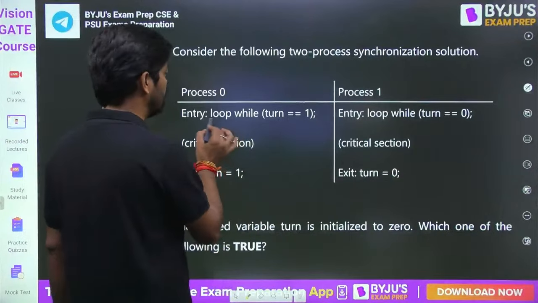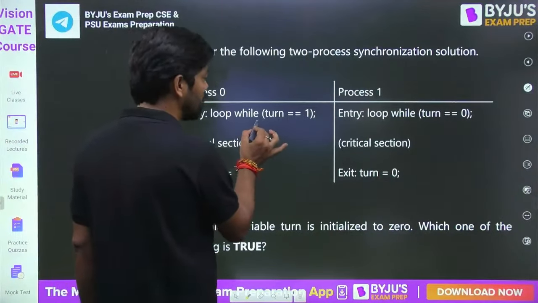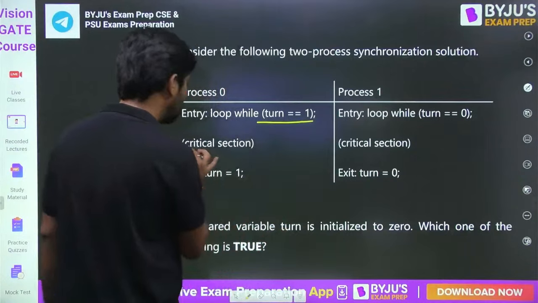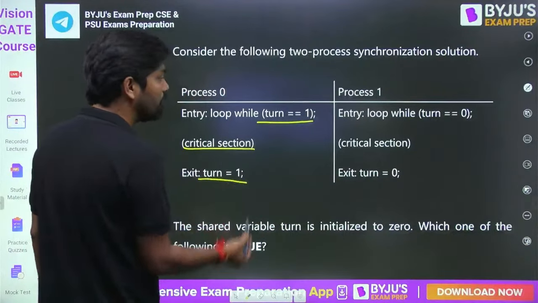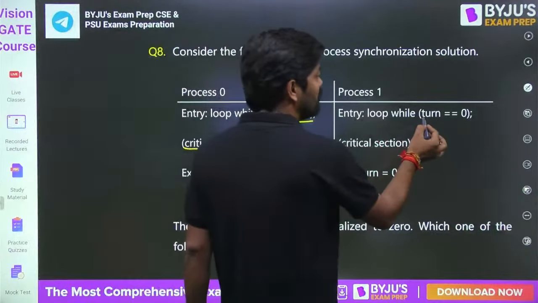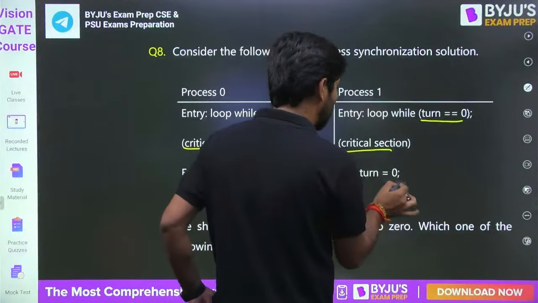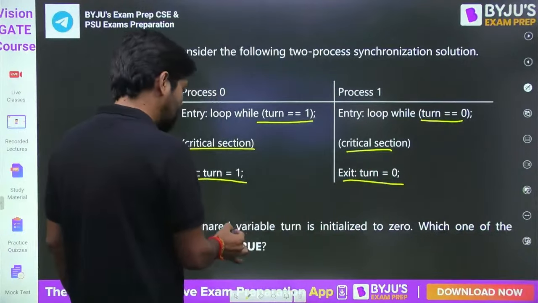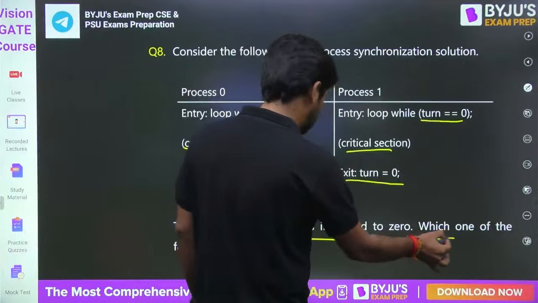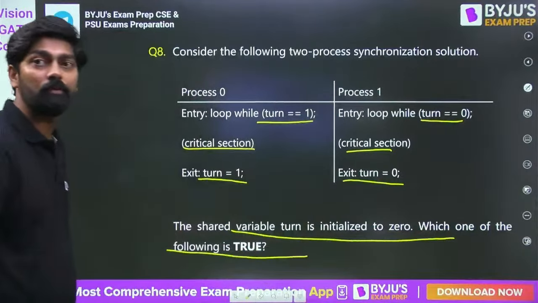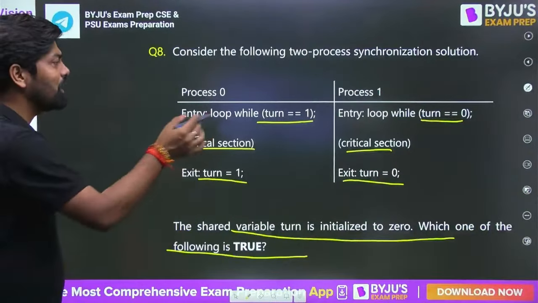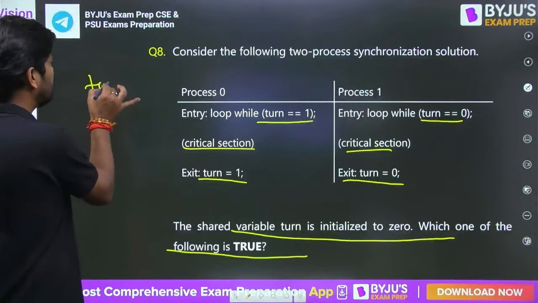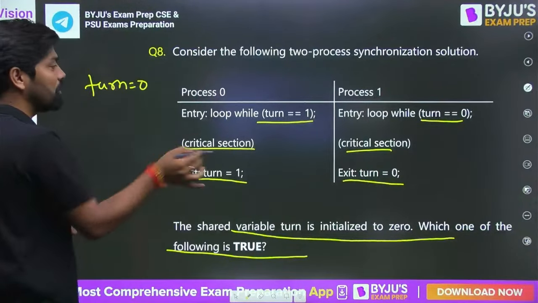See here, they have written: while entry loop, while turn equal to 1, critical section, exit, turn equal to 1, loop; while turn equal to 0, critical section, exit, turn equal to 0. The shared variable turn is initialized to 0. Which of the following is true? They are asking which of the following is true, my dear friend. See clearly, turn is 0. It is a strict alternation.